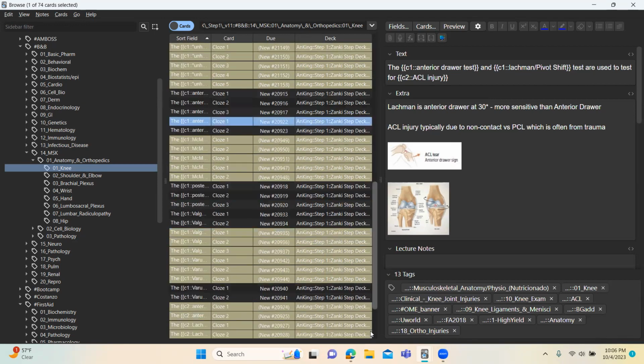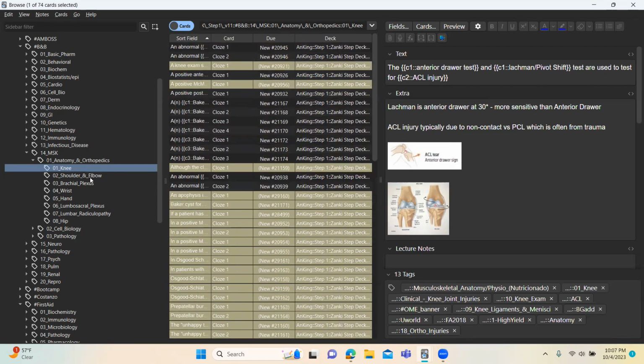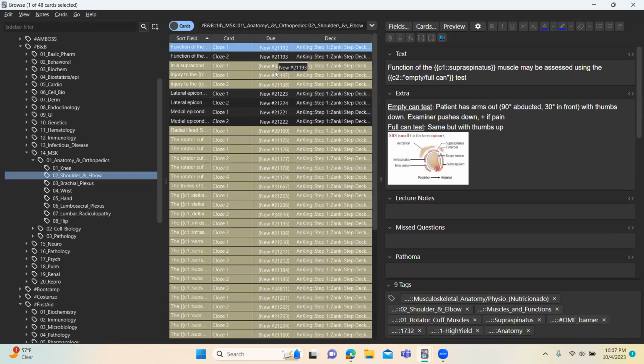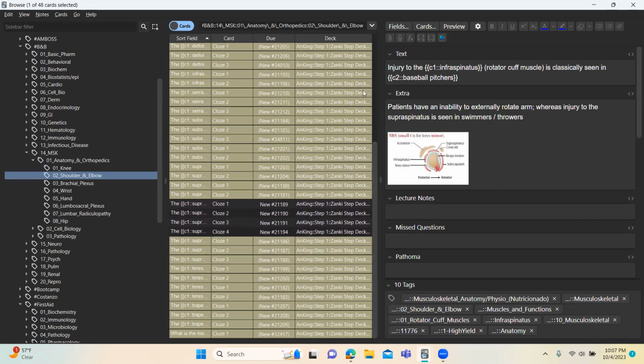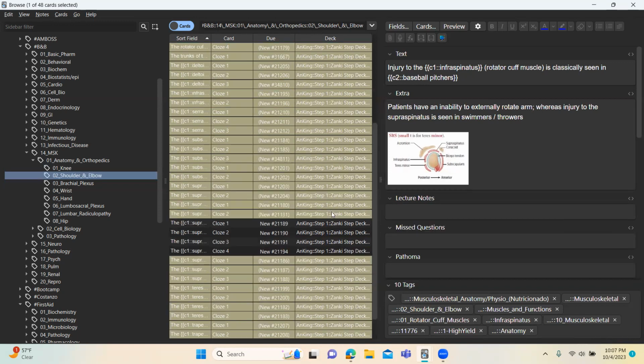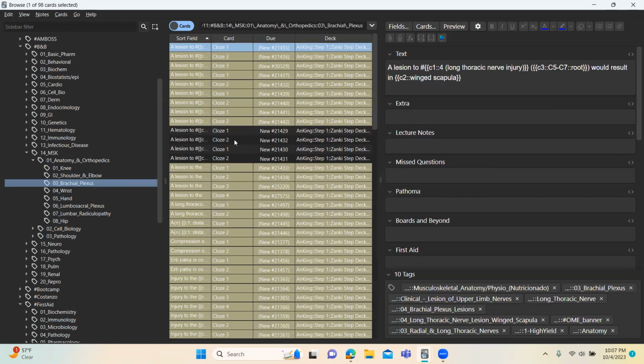So pause here, scroll all the way down, and then a little bit up. It's just grabbing the top of this area here, but that's it for that section. Shoulder and elbow. So top two, these four cards. And then again, some other, I thought, helpful cards here. I wish I had time to learn them all, but I don't. Scroll all the way down, and then these four cards here. That was it. Like I said, a lot of other helpful ones, like the deltoid abducts the arm from 15 to 100 degrees and is innervated by the axillary nerve. Like, that would have been helpful at the last test.